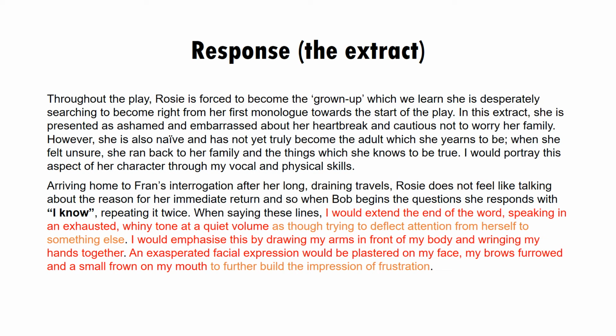Arriving home to Fran's interrogation after her long, draining travels, Rosie does not feel like talking about the reason for her immediate return. And so when Bob begins the questions, she responds with, "I know," repeating it twice. When saying these lines, I would extend the end of the word, speaking in an exhausted, whiny tone at a quiet volume, as though trying to deflect attention from herself to something else. I would emphasize this by drawing my arms in front of me and wringing my hands together. An exasperated facial expression would be plastered on my face, my brows furrowed and a small frown on my mouth, to further build the impression of frustration.